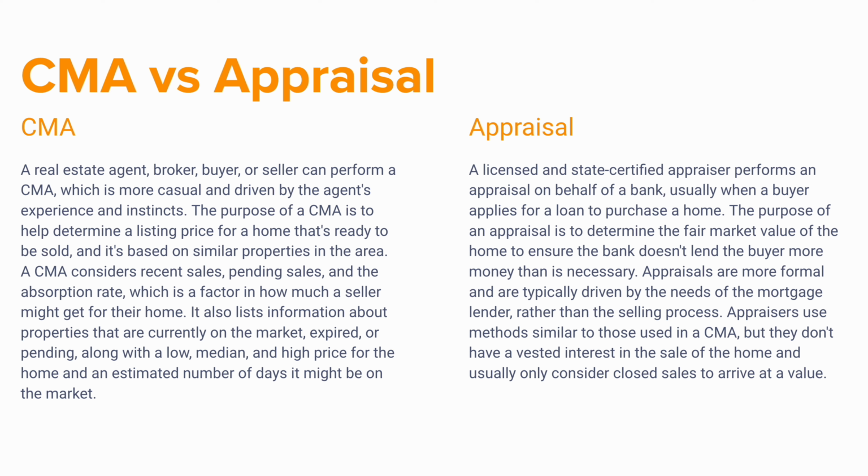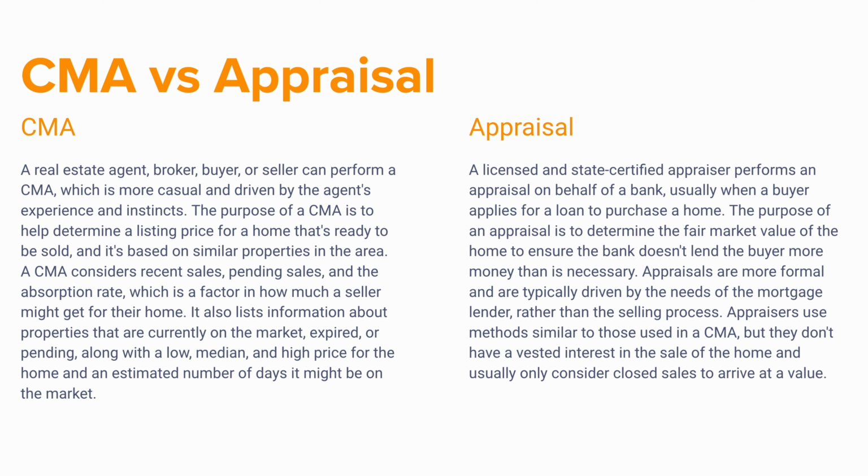It also lists information about the properties that are currently on the market, expired, or pending, along with low, median, and high prices for the home and an estimated number of days that you might expect to be on market. So a comparative market analysis is more used by real estate agents, and they use sold comparables, but they also use pending listings, active listings, expired listings, and so on, to gain a market sentiment. Again, a CMA is you are trying to figure out where your home could compete in relation to other homes that have sold.